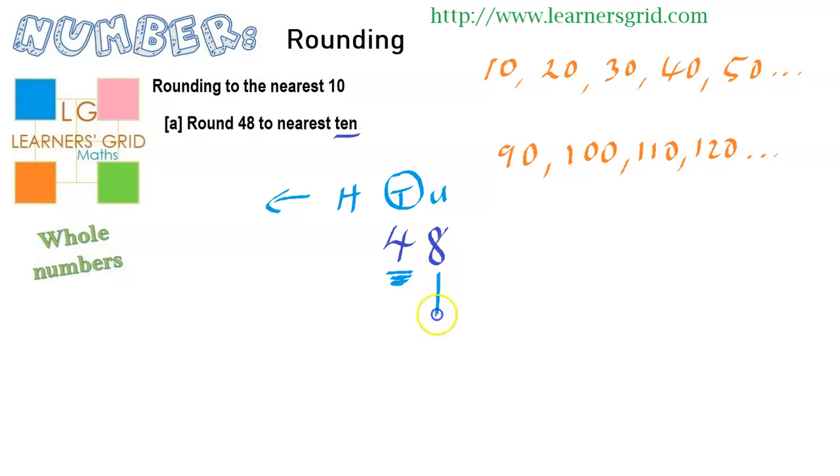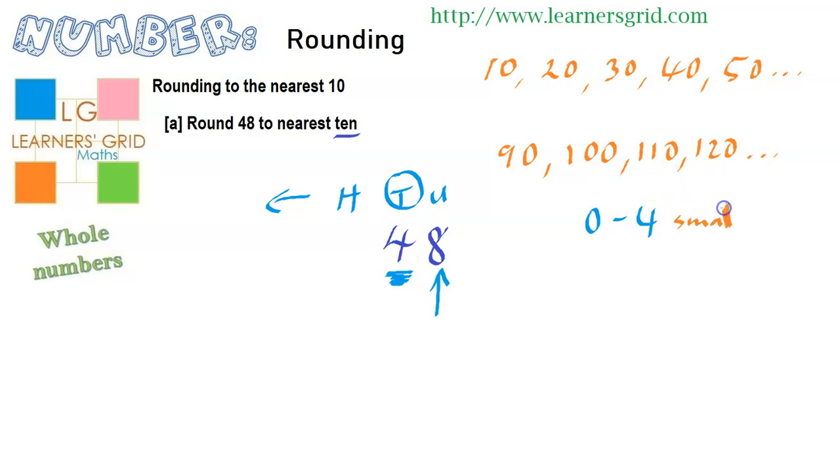And this is our indicator digit. The indicator digit is one place value smaller, in other words, the place value to the immediate right of the target digit or the target place value. And you kind of work to a rule. The rule is if the indicator digit, in this case it's in the units, is from 0 to 4, that means the target digit, this digit, stays the same.